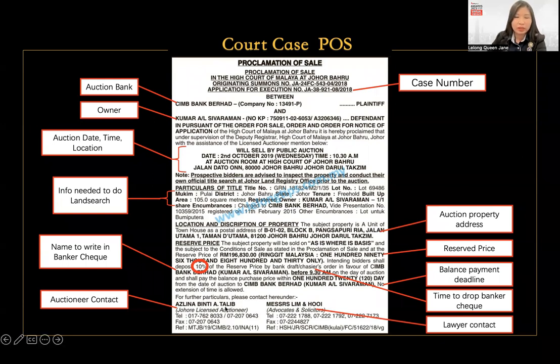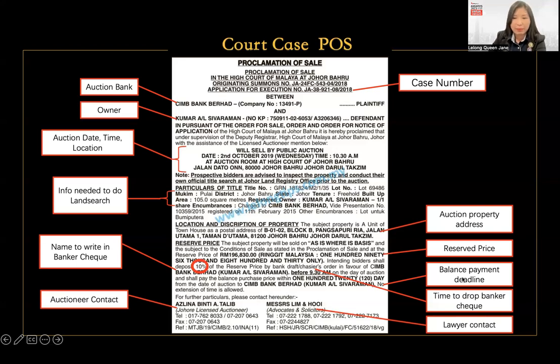And in the proclamation of sales, the auctioneer contact is stated, and you can ask more details about the case. The auction property address will be written, and this is a Bangsa Puri Ria with a reserve price of 196,830 ringgit. Why are there so many digits behind, like 30 ringgit? Because this property has maybe dropped 10% a few times, so the digits behind look so funny over here.